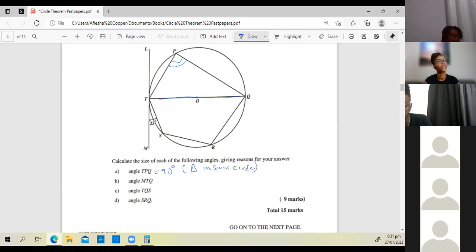All right, MTQ. 67 degrees. So we say 90 minus 23. Oh, this is 23, not 26. Nice, 23. So 67 degrees again, right? 90 degrees formed from tangent and diameter.